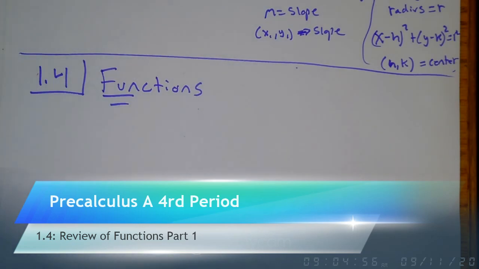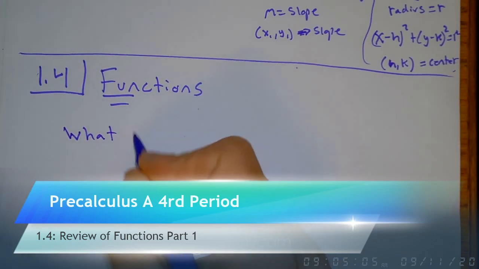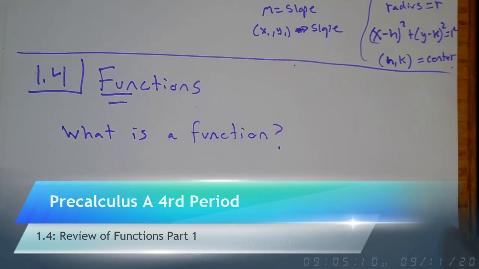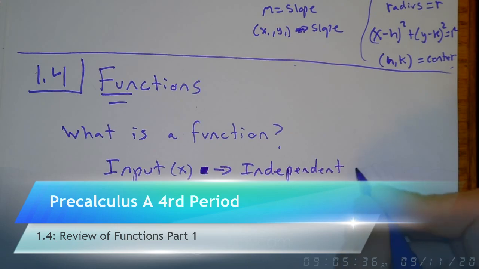So we're going to be talking about functions today. We do have a couple of things that we need to do. So remember, what is a function? So a function has inputs and outputs, okay? So an input, we normally called it x. It doesn't have to be x, right? So an input, we call this the independent variable.